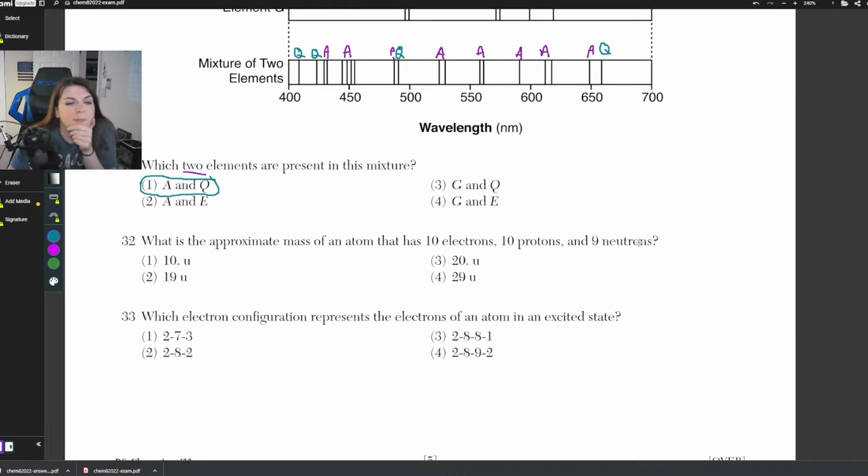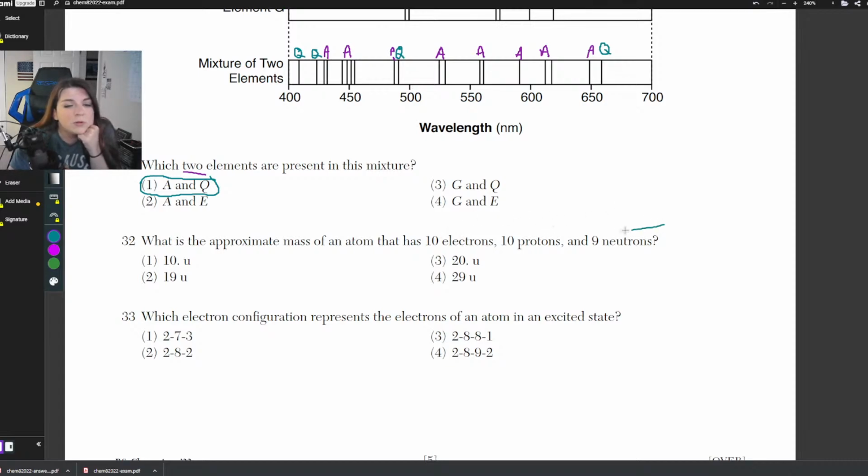32. What is the approximate mass of an atom that has 10 electrons, 10 protons, and 9 neutrons? When it comes to mass, we don't talk about electrons because they're so tiny that they don't count. It's like if you were counting the weight of a grocery bag and then you put a tiny grain of rice in there. You don't change the mass of the entire grocery bag based on 1 grain of rice. That's the way electrons are.